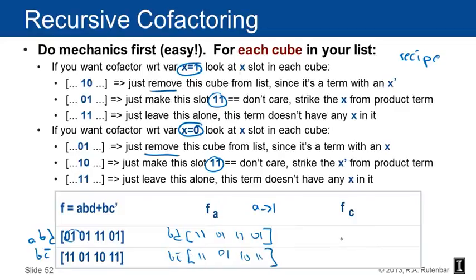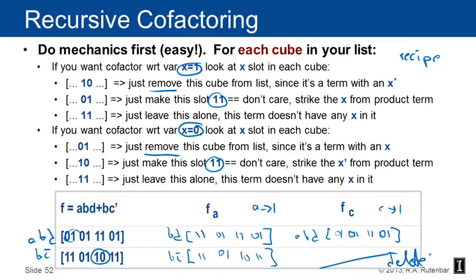Well, what if you take c and set it to be value equal to 1? Right, well, in the ABD cube, nothing happens because there's no c's. So 0, 1, 0, 1, 1, 1, 0, 1. Right, nothing happens, it's still the same. On the other hand, in the BC bar cube, right, because there's a C bar in the slot, this cube just goes away.